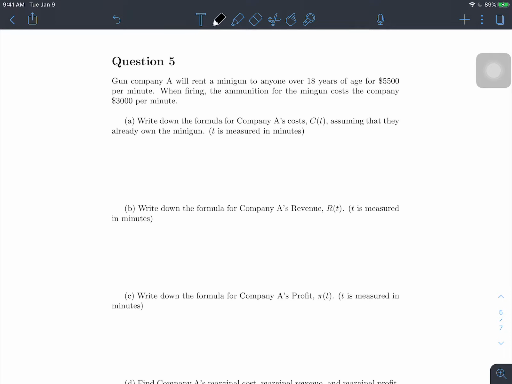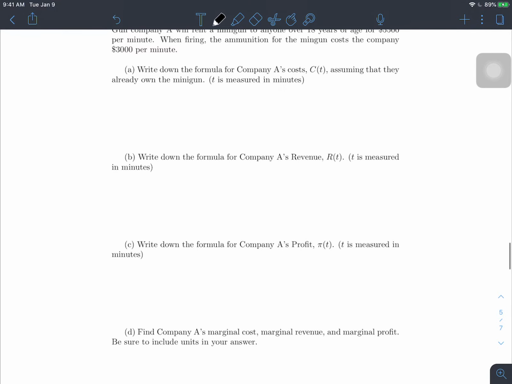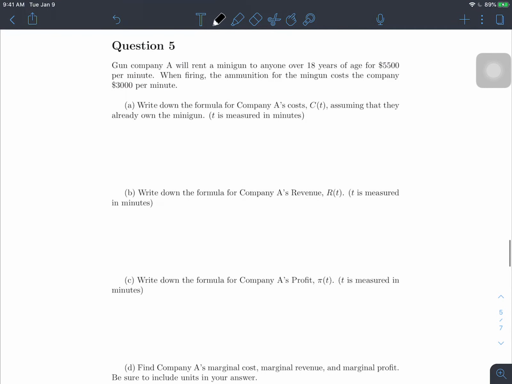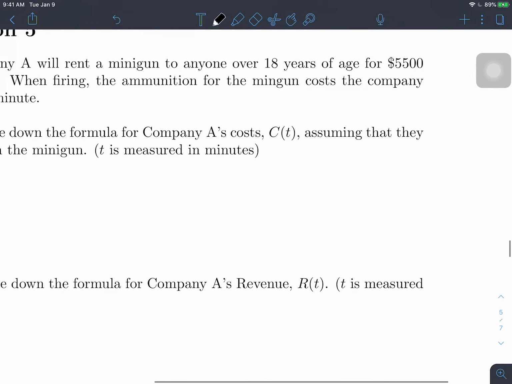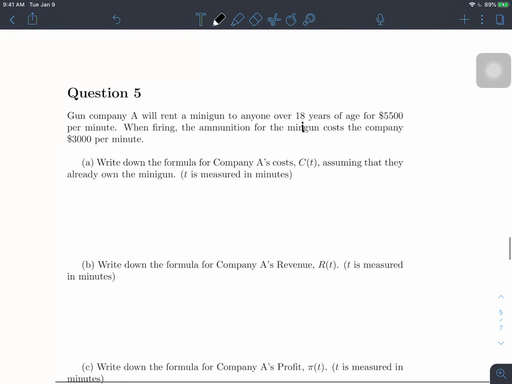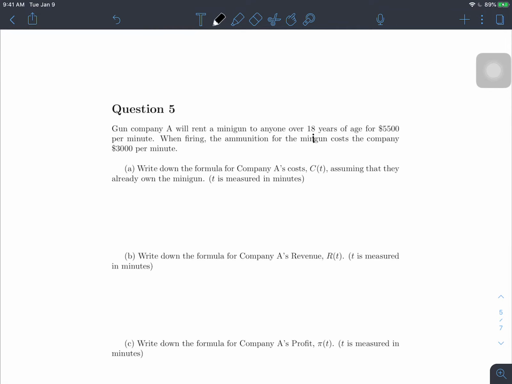Okay, welcome back to part 2 of the key to the practice exam. So we're going to start in on question number 5. Question number 5 is all about profit, cost, revenue, marginal things, and so on and so forth. Gun company A will rent a minigun to anyone over 18 years of age for $5,500 per minute. When firing, the ammunition for the minigun costs the company $3,000 per minute.